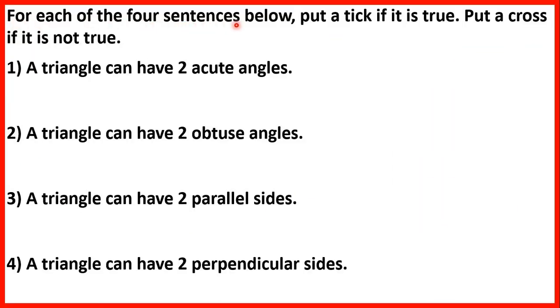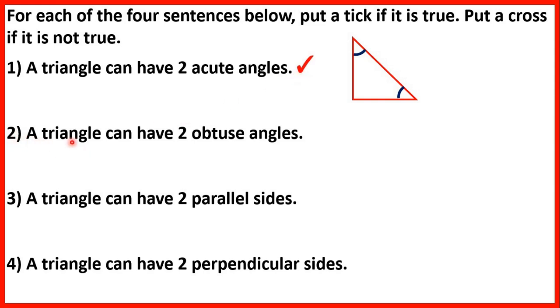For each of the 4 sentences below, put a tick if it is true, put a cross if it is not true. First, a triangle can have 2 acute angles. So remember, an acute angle is less than 90 degrees, or less than a right angle. And a right angle is like the corner of a piece of paper, or the corner of this screen. So a triangle can have 2 acute angles, because in this triangle, both of these angles are acute. So our first statement is true.